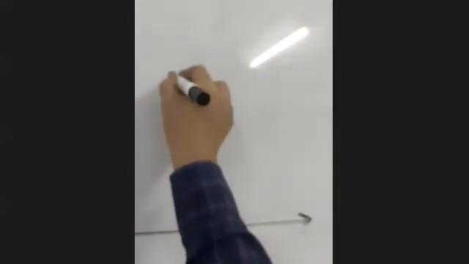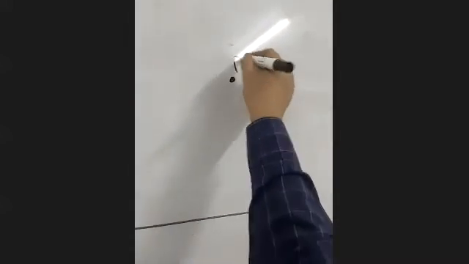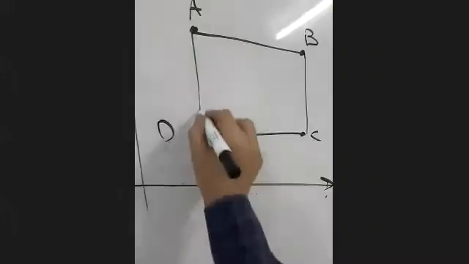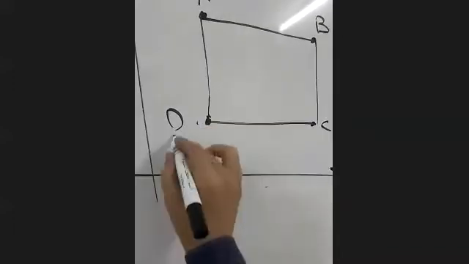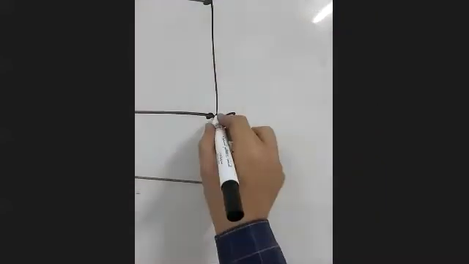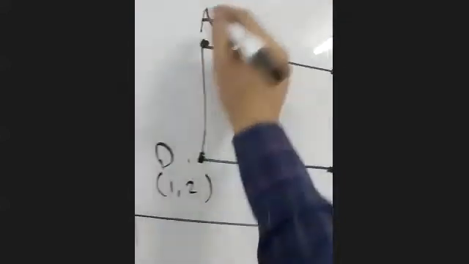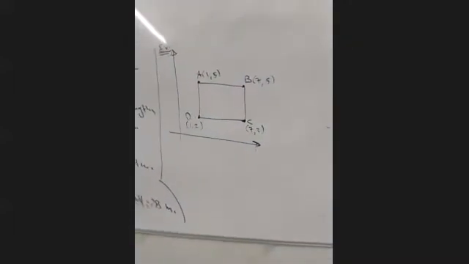We have this coordinate plane here, and we have points A, B, C, and D. What's the coordinate of D? 1 and 2. What's the coordinate of C? 7 and 2. B is 7 and 5. A is 1 and 5. This is the rectangle which is in front of you.